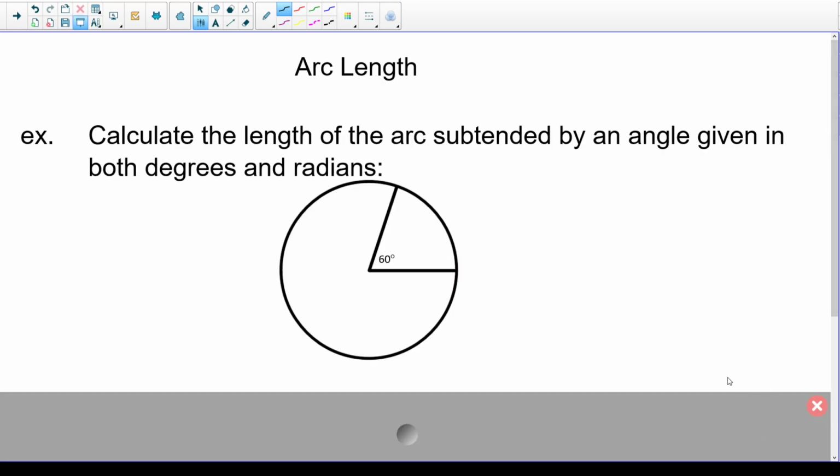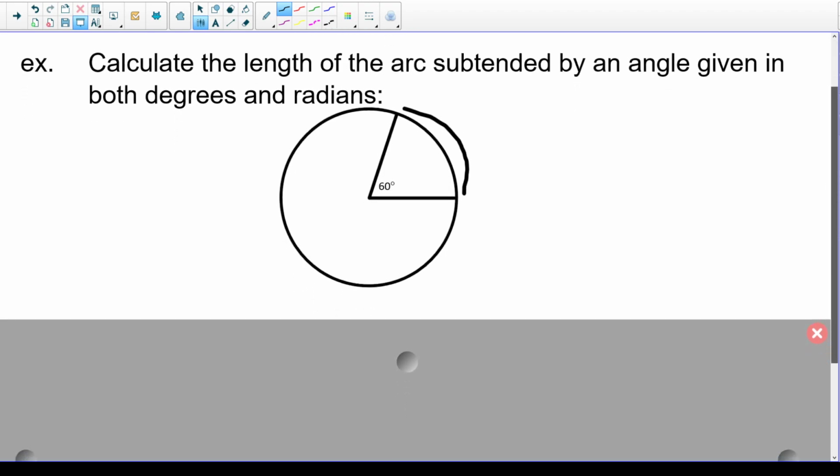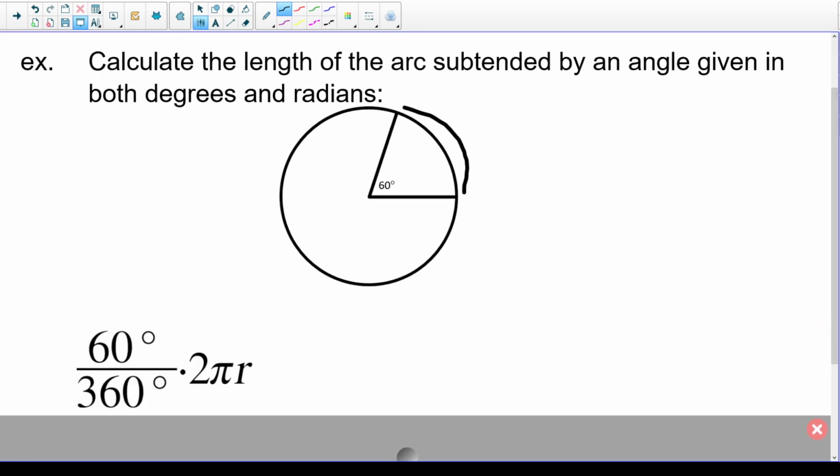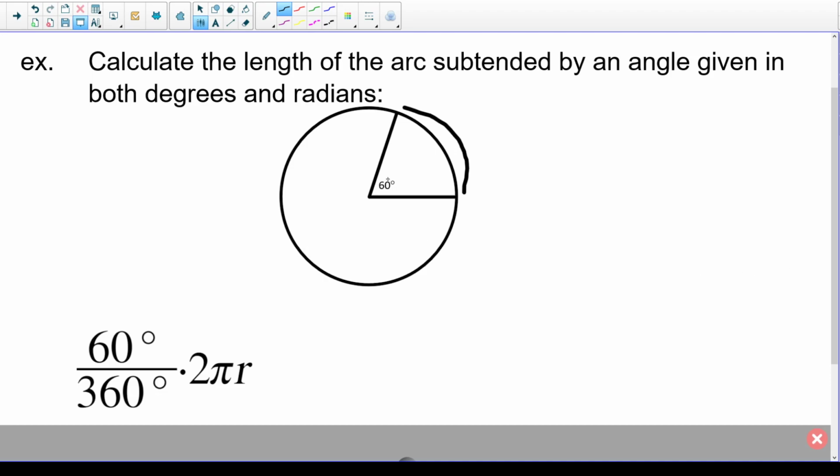All right. What I want to do next is I want to show you what happens if you calculate the length of an arc. So I want to calculate the length of this arc. This arc is subtended, or the angle 60 degrees is subtended by that arc length, okay? I want to do it in degrees to start, and something really cool is going to happen when I finish, all right? So, how would I calculate it using degrees?